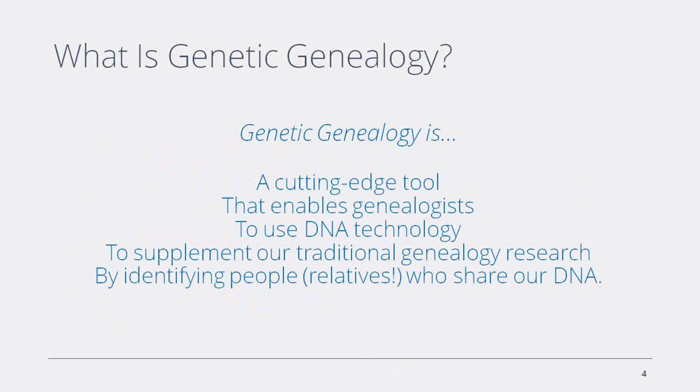Some people don't have a paper trail and use DNA testing because they don't have the paper trail. It's identifying people, our relatives, who share DNA. Basically, you inherit DNA from your parents, they inherited it from their parents, etc. So you share some amount of DNA with your relatives, with your cousins, with your aunts and uncles, with your nieces and nephews, with your grandparents, great-greats, etc.